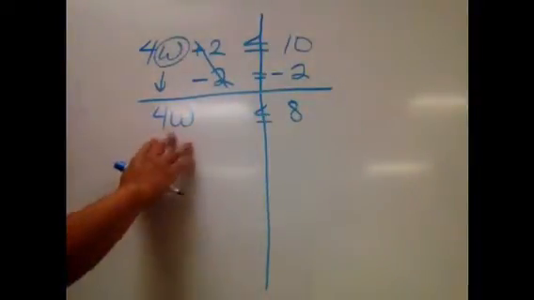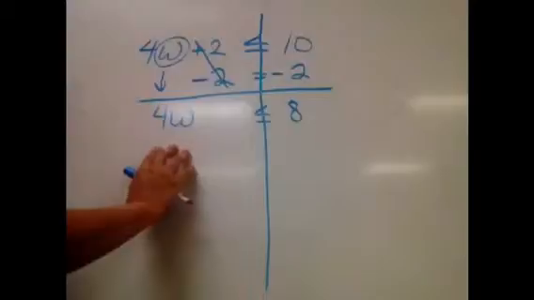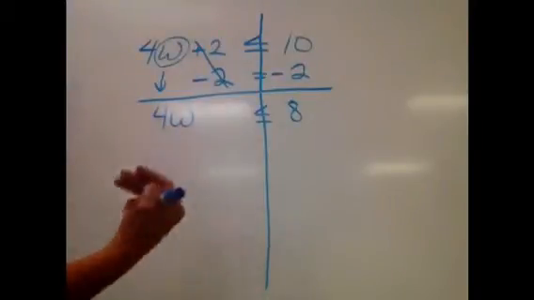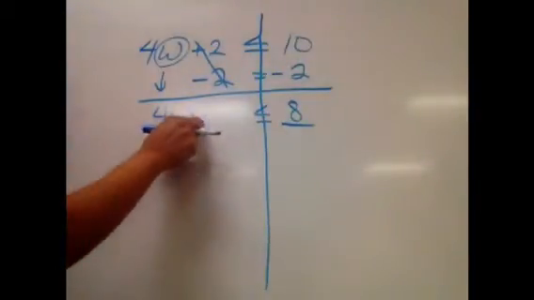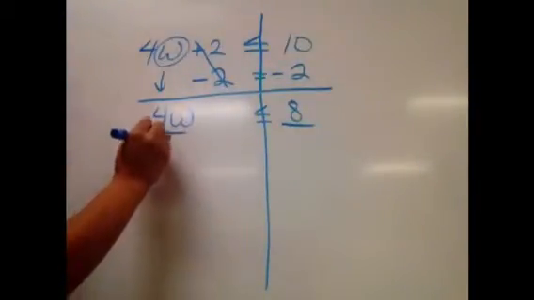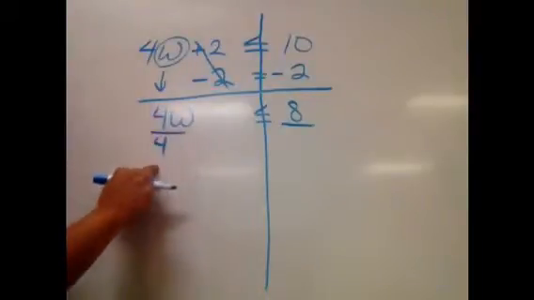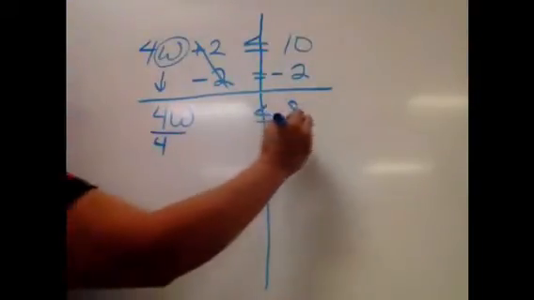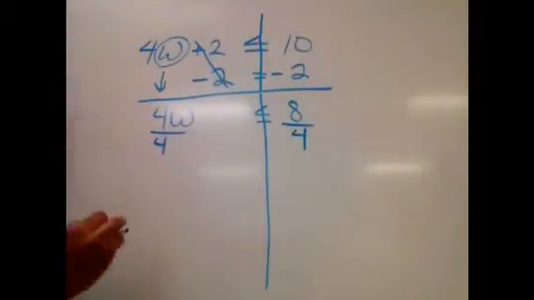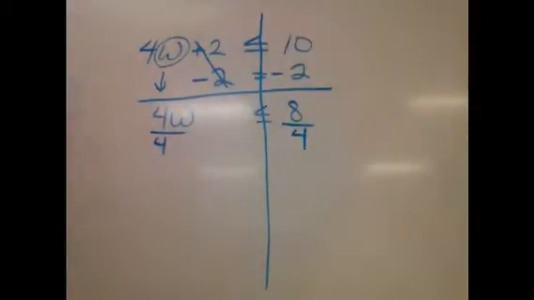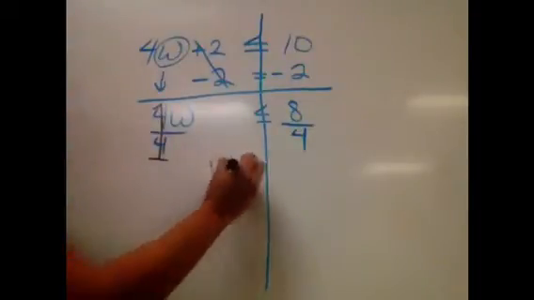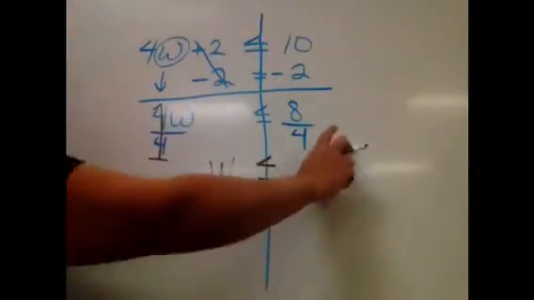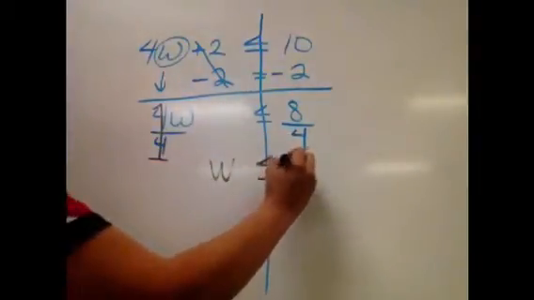Now, remember the second step is always to multiply or divide. In this case, this is multiplication, so we're going to do the opposite, which is to divide. We're dividing by 4, the number right next to the variable. Whatever the number is next to the variable, we have to have that as a denominator. Same thing over here. We're dividing by 4. 4 divided by 4 is equal to 1. 1 times W is W, which is less than or equal to 8 divided by 4, which is 2.